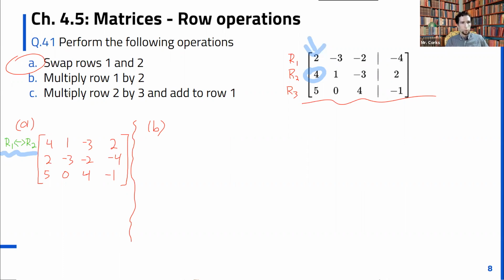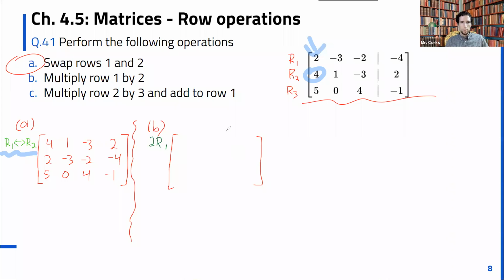All right, let's do B here. Take row 1 and multiply it by 2. So again, we'll write out space for our matrix. We'll write the operation on the side. So 2 times row 1. So we're taking row 1, multiplying it by 2, putting the result back into row 1. Our result will be a new row 1. It will replace what we had before.